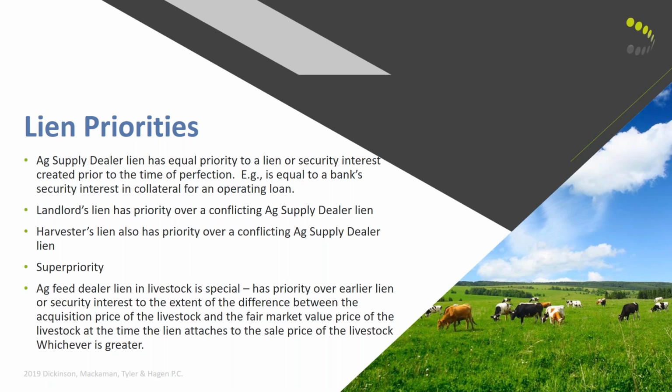They have almost a better priority than a similar agricultural supply dealer lien on crops. The ag supply dealer lien in livestock has priority over an earlier perfected lien or security interest to the extent of the difference between the acquisition price of the livestock and the fair market value price of the livestock at the time that the lien attaches, or the sale price of the livestock, whichever is greater.